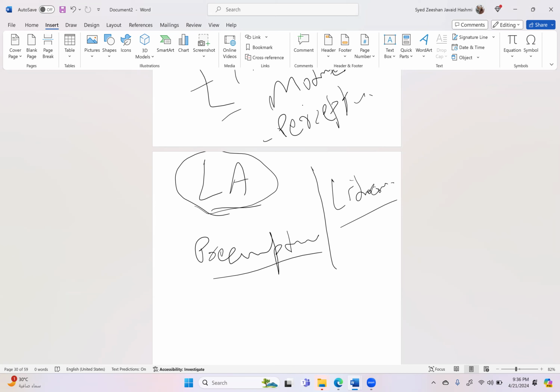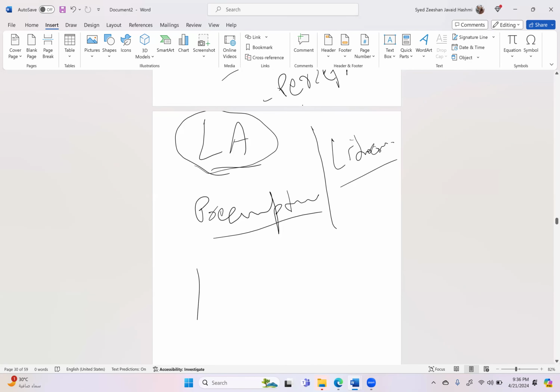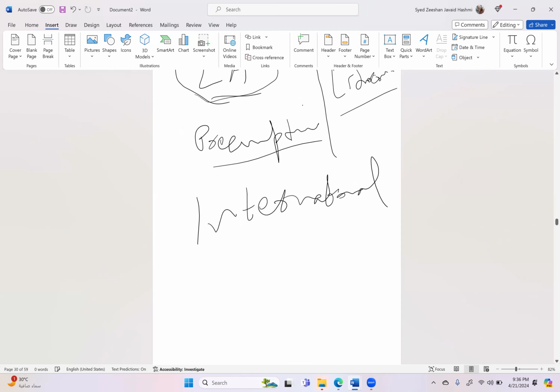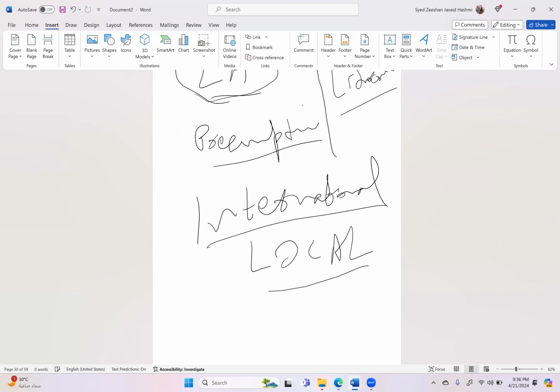On a lighter note, once I told the patient, we will give you local anesthesia. He said, no, I don't want local anesthesia, I want international anesthesia. So he took it in a different way. He doesn't want local, he wants international. Then I explained to him what local means. So this is on a lighter note.